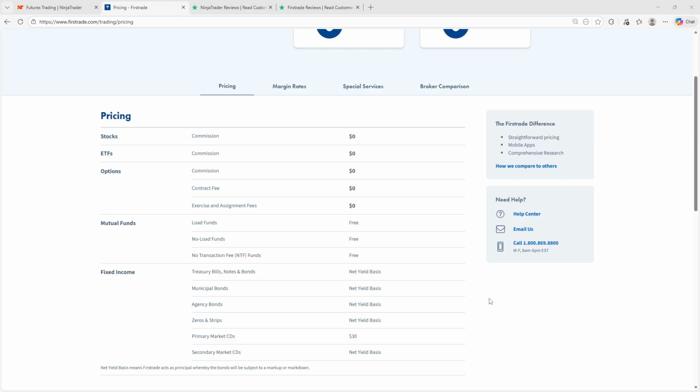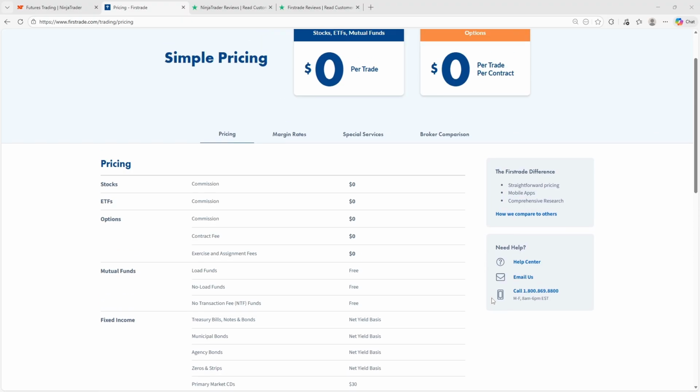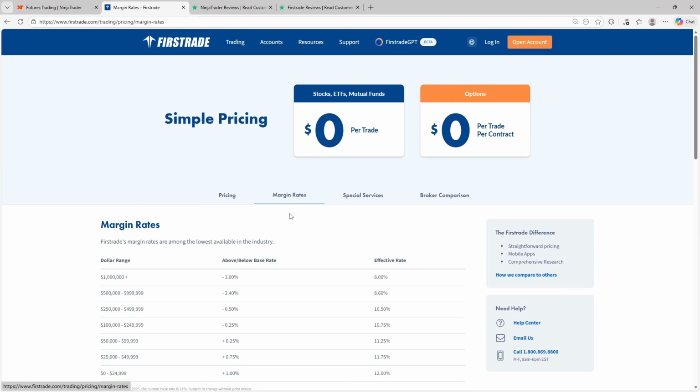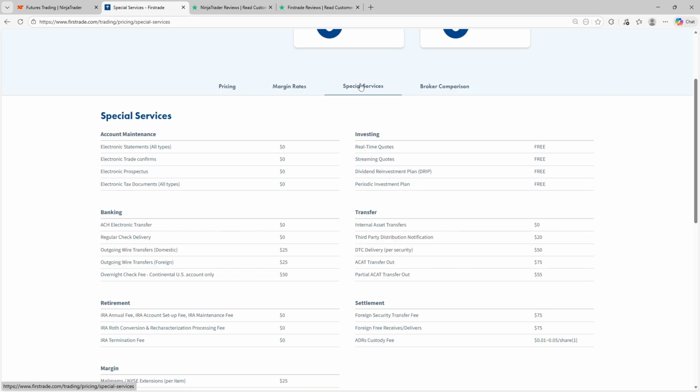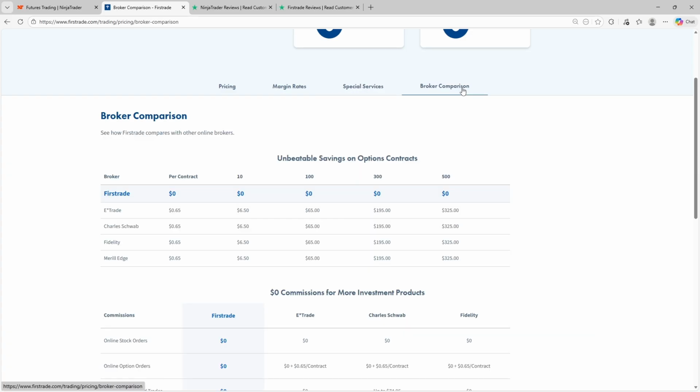Firstrade also emphasizes low account friction. There are no annual IRA fees, no account maintenance fees, and no inactivity fees. Electronic statements, trade confirmations, tax documents, dividend reinvestment plans, and real-time quotes are all included at no additional cost.